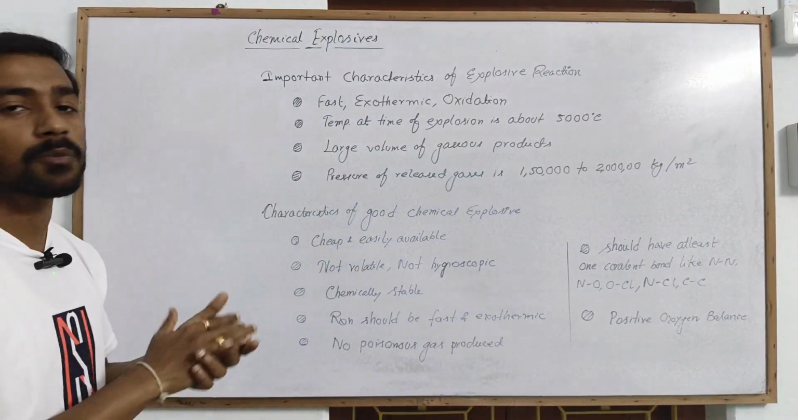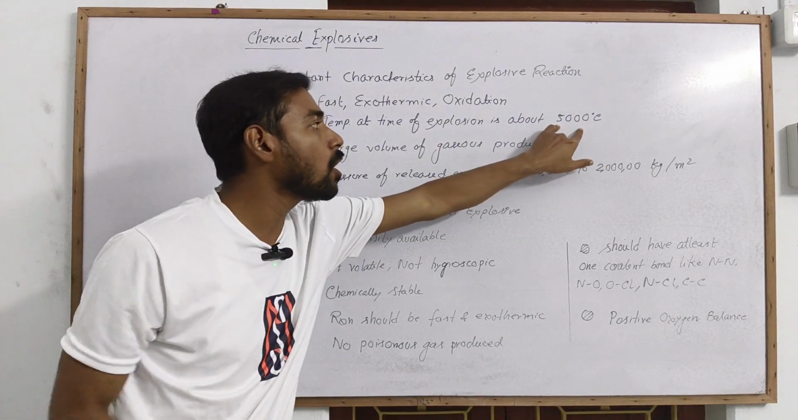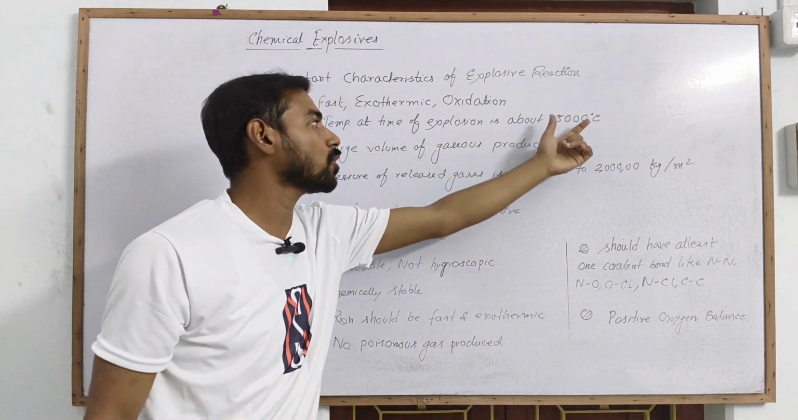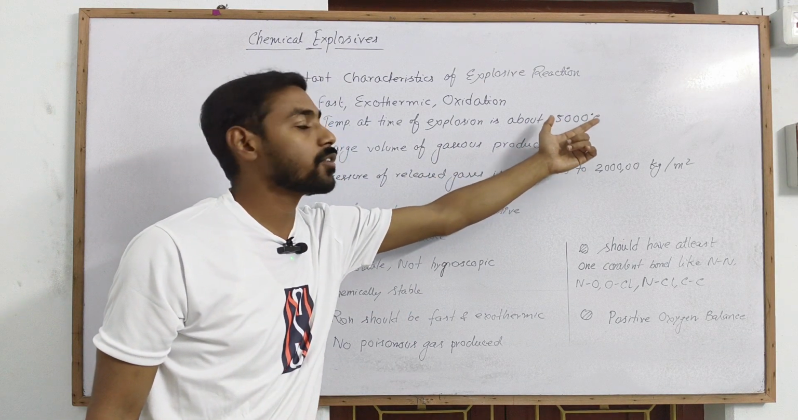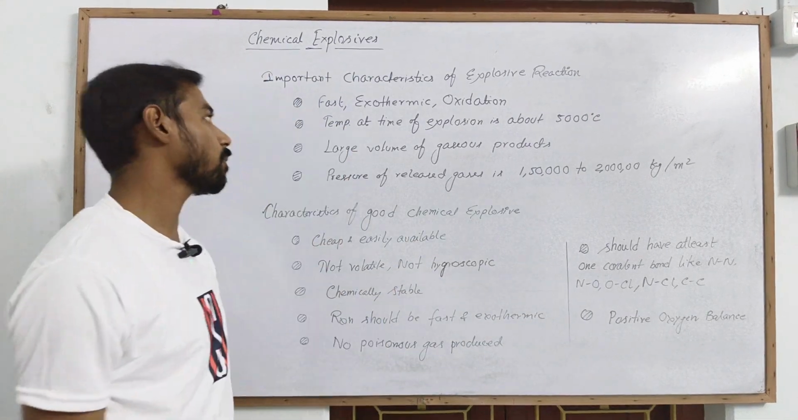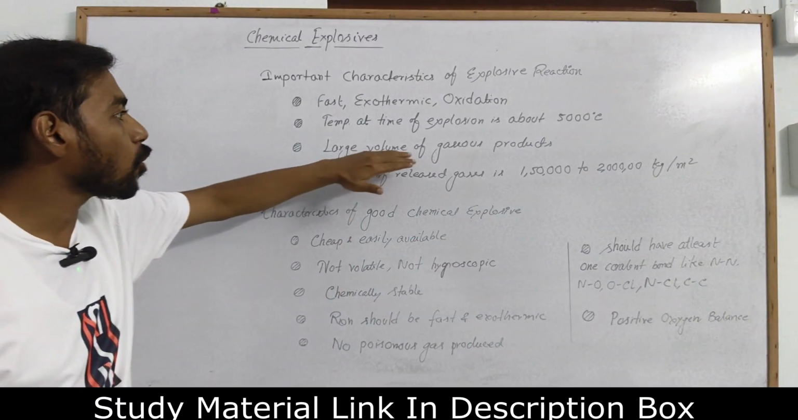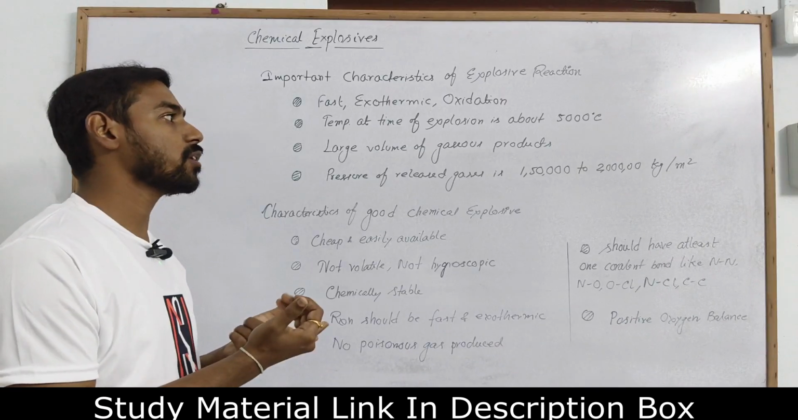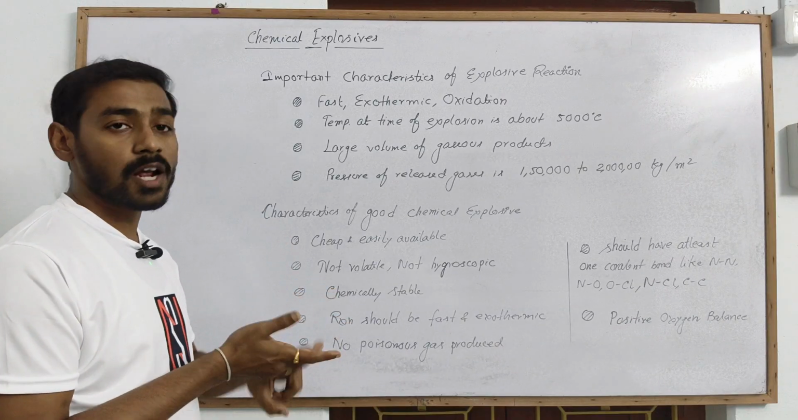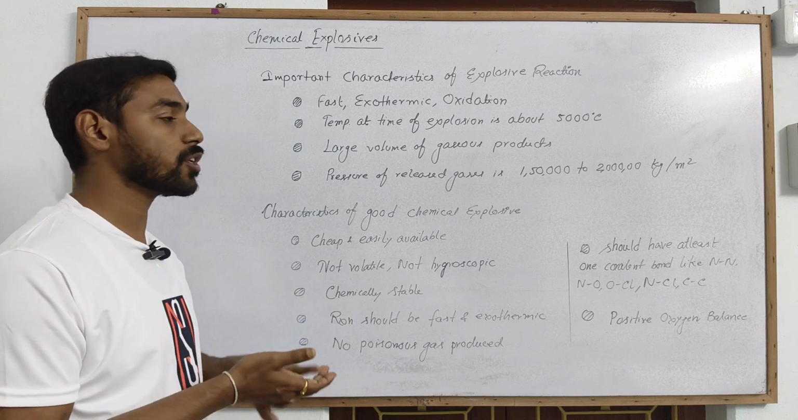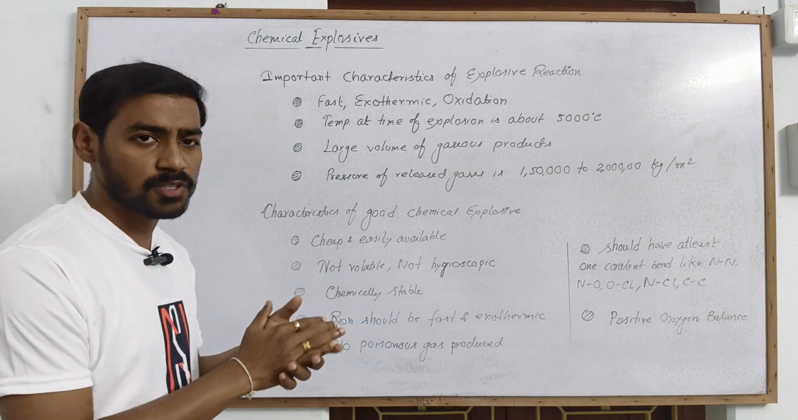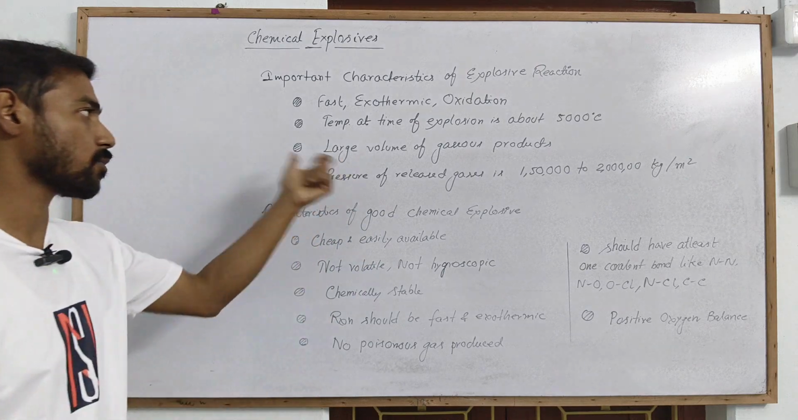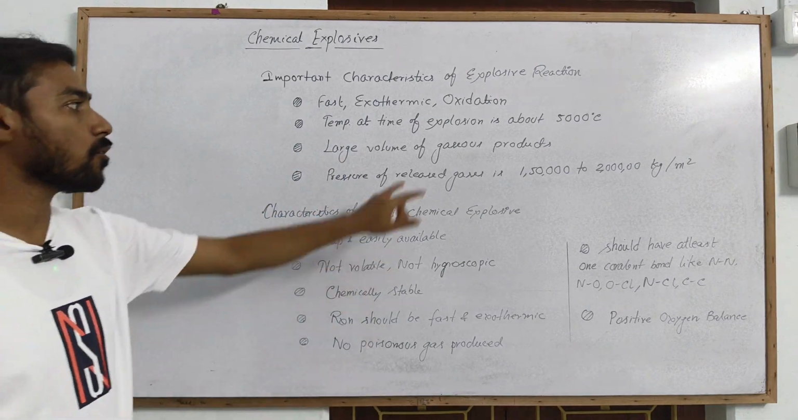Not every explosive reaction will produce this kind of temperature, but for a strong explosion, this 5,000 degrees centigrade temperature is required. That is the range. Now, a large volume of gaseous substances should be produced, like oxygen, carbon dioxide, carbon monoxide, then nitrogen, water vapors. These are the simple substances which we usually get after the explosion.